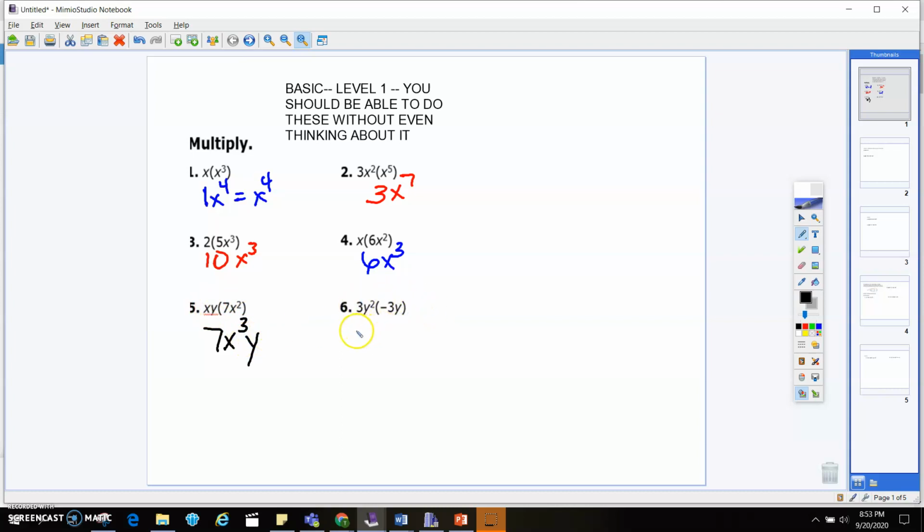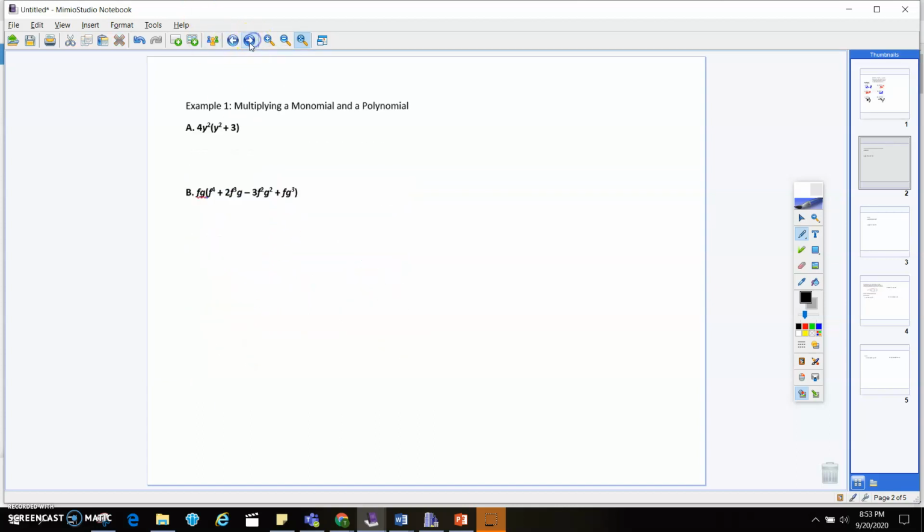On 6, kind of a repeat of what we've been doing. So 3 times negative 3 is going to give us negative 9. And then we're going to add the exponents of the y variable, which is going to be y to the 3rd power. Okay? Hopefully those weren't too terrible. Maybe 5 gave you a little bit of trouble. But you need to be able to do these without even really thinking.